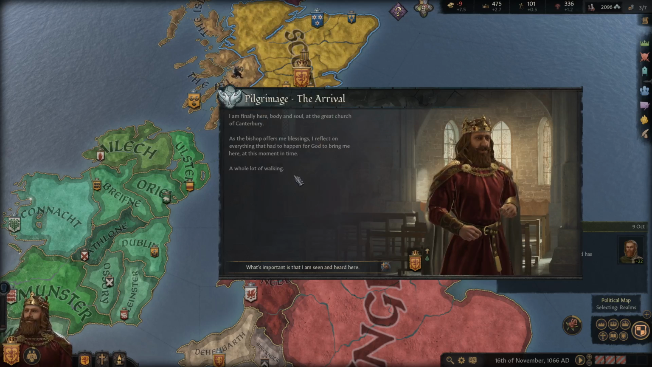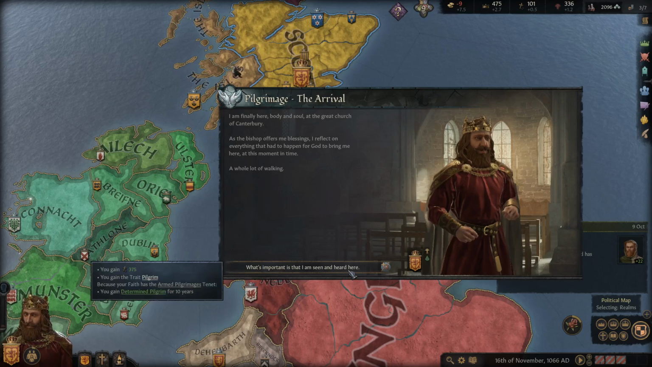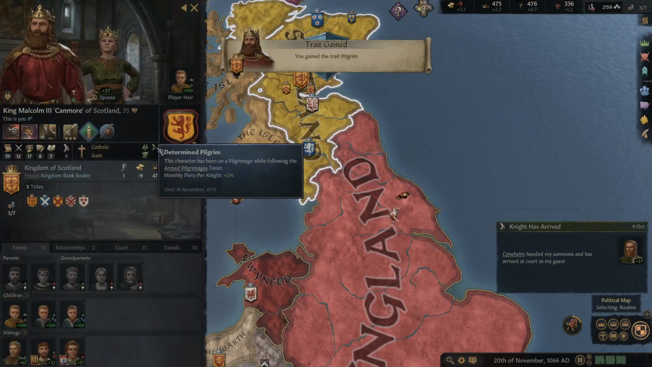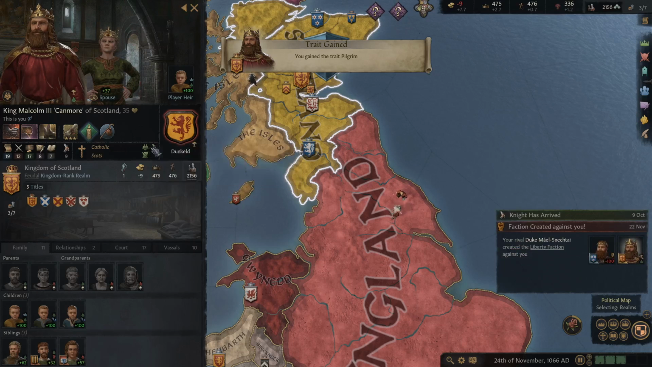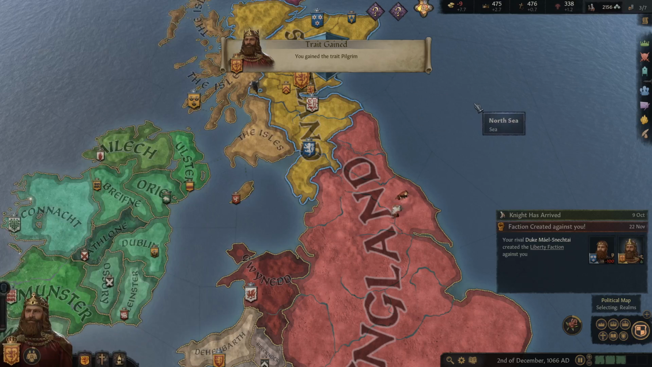A whole lot of walking. What's important is that I am seen and heard here. That's going to make me a pilgrim. And because my faith has the armed pilgrimages tenet, I gain determined pilgrim for 10 years. So determined pilgrim specifically means that my piety per night goes up.